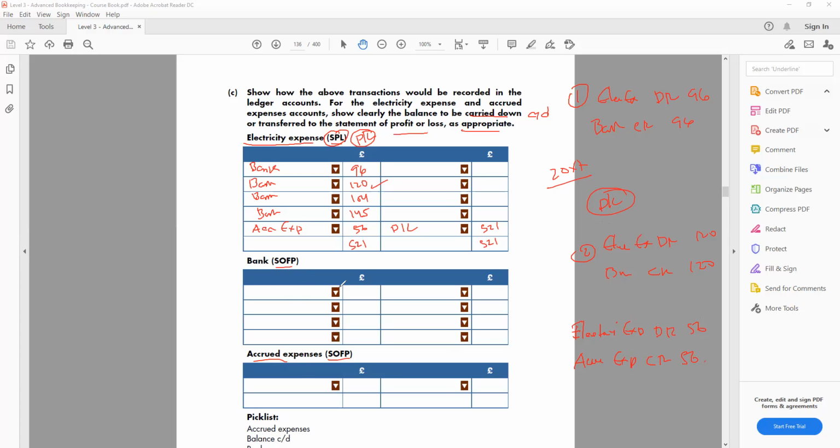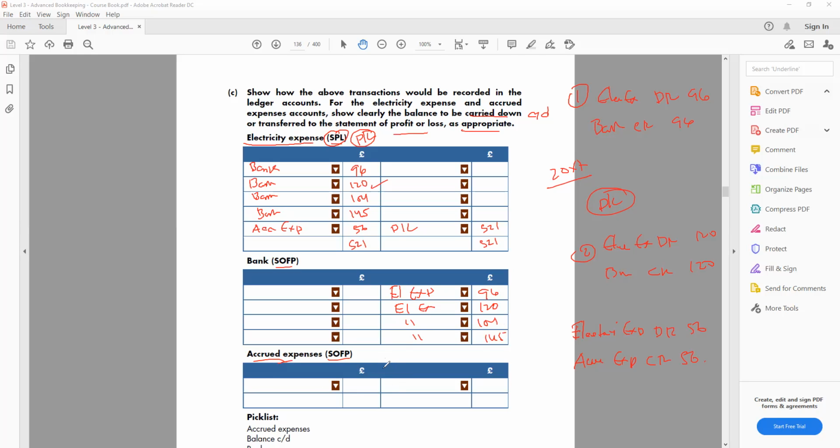On the bank, of course the bank is credit because money goes from the bank. So on the credit side, we're going to write all of these electricity expenses. The first one is 96, next one is 120, then electricity expense 104, and the last one is 145. We're not going to write the accrued one because accrued money never goes from the bank in that year.